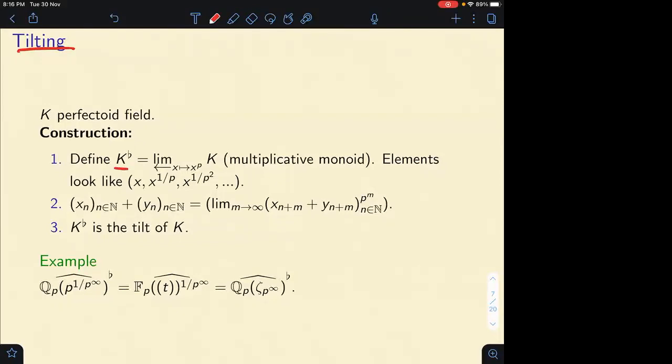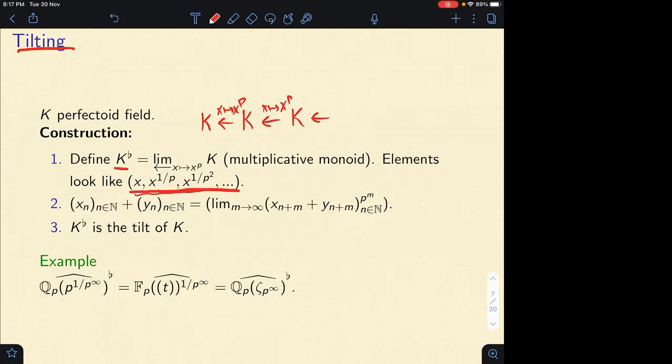First, you define the underlying multiplicative monoid of the tilt as follows. So you consider K infinitely many times, and consider the inverse system where each map is x maps to x to the p. Okay, it's not a ring homomorphism or anything, it's just a multiplicative map. You can consider the inverse limit. So this you can think of as the set of compatible systems of p power roots of elements of K. So you have things like that.